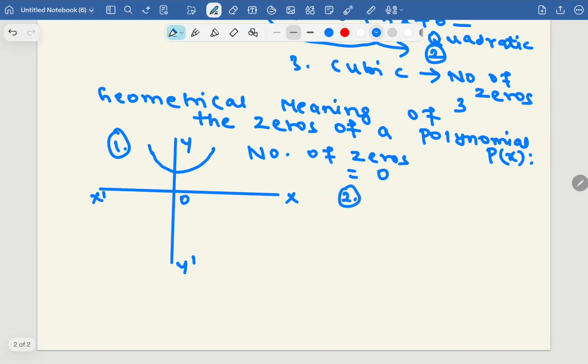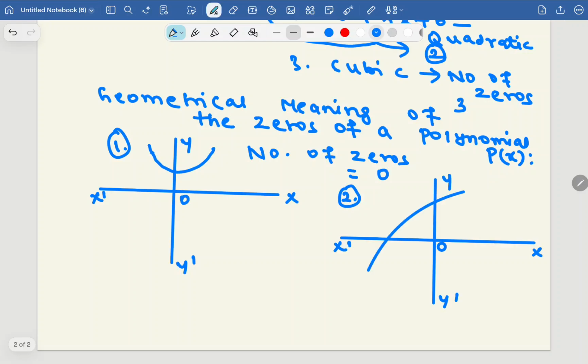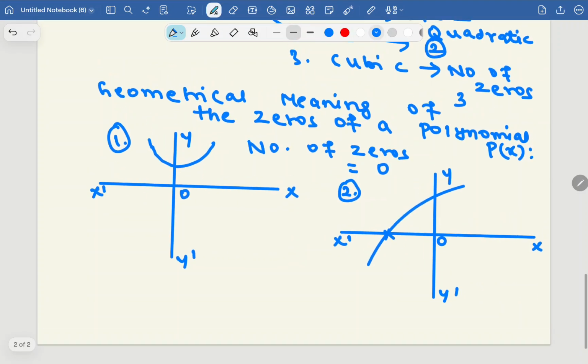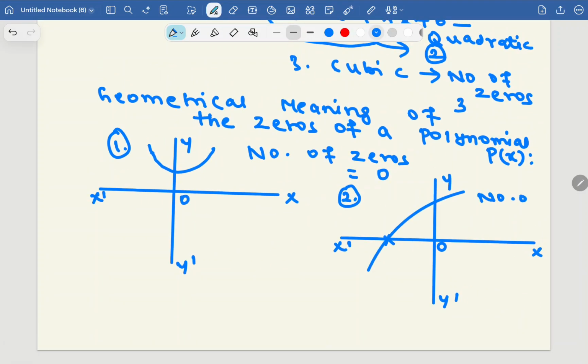Second example, here the curve cuts the x-axis as well as the y-axis. For finding the number of zeros, the curve touches the x-axis or cuts the x-axis. Here the curve cuts at one point, here the curve cuts the y-axis, but for finding zeros, a curve must touch or cut the x-axis. Here the number of zeros for example 2 is 1.